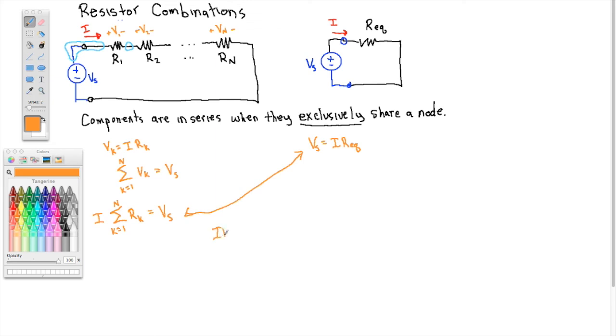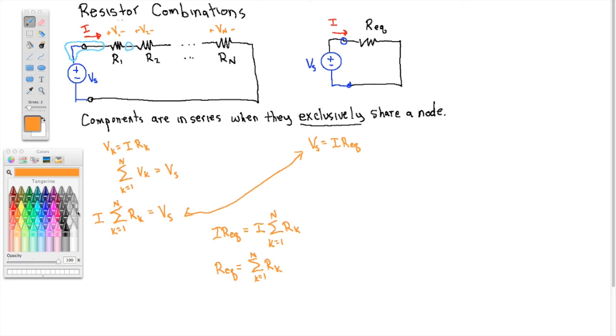So I've got I times Req equals I times the sum of all of those series resistors. And the I's cancel, and I get a result that you're probably familiar with, but now you know why it is: the equivalent resistance is simply the sum of all of those resistors.